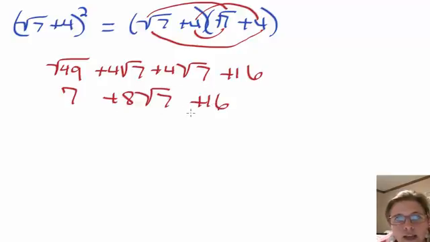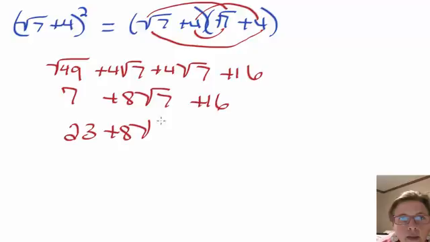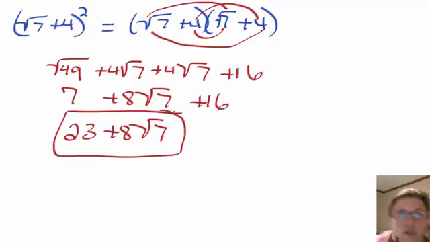We can't do anything with 8 square roots of 7, so we just add the 7 and the 16 and get what? 23. 23 plus 8 square roots of 7 is what you would get there. And then you just stop on that one. Okay?